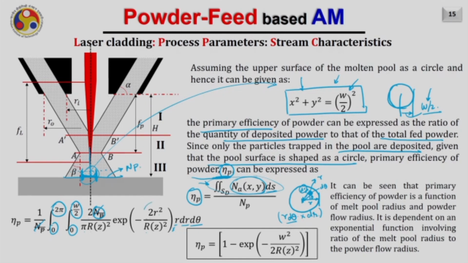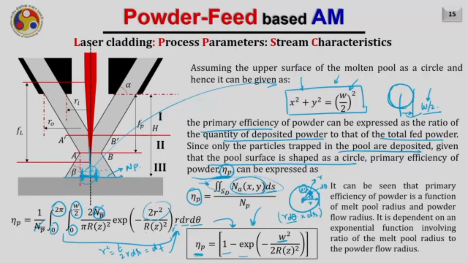And this integration can be easily done, because now we know that if you first integrate this particular term, I can replace 2r by maybe t, and then definitely 2r dr will be equal to dt, and if I follow this, I can easily integrate this equation. Finally, you will get this expression after integrating it. It says the primary efficiency or the catchment efficiency eta P is equal to 1 minus exponential of minus W square, which is nothing but the width of the bead deposited, divided by 2 Rz square.